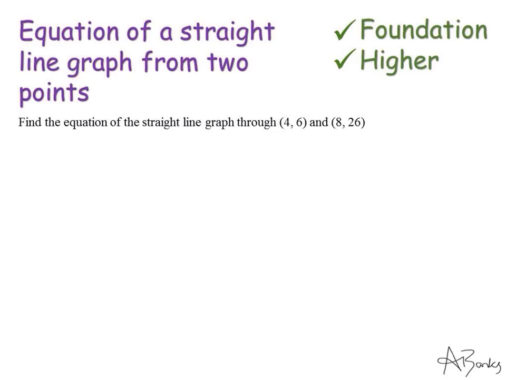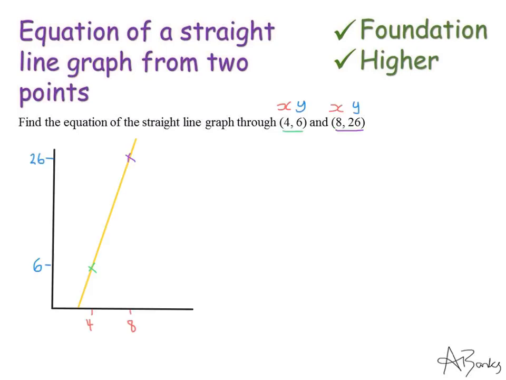This question says find the equation of the straight line graph through (4, 6) and (8, 26). The first thing I'm going to do is draw a little sketch of these points just to show you what's happening. Here's my sketch. So you can see I've got my 2 points, (4, 6) and (8, 26), and that's my line. It doesn't have to be really accurate, I'm just doing a little sketch so we can see what is happening.